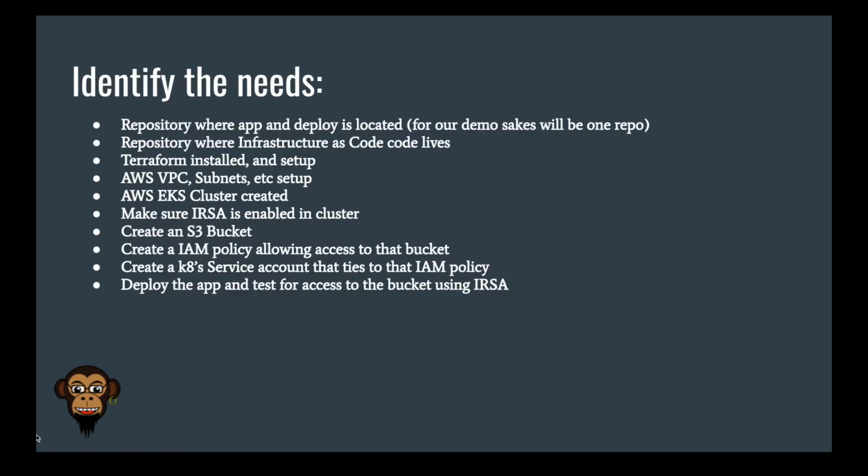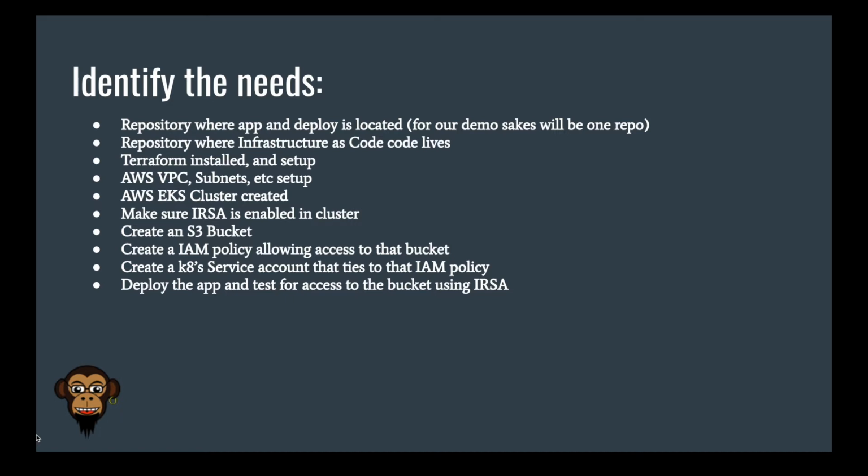If we move over to identifying the needs, we're going to need to know where the repository is that holds the app, and the repository with the infrastructure as code. We're going to need Terraform installed. For the sake of this demo, we're going to have a pre-set up VPC, subnets, internet gateways, and a pre-set up EKS cluster. We're going to need to make sure IRSA is enabled in the cluster. You basically need to have an OIDC endpoint enabled.